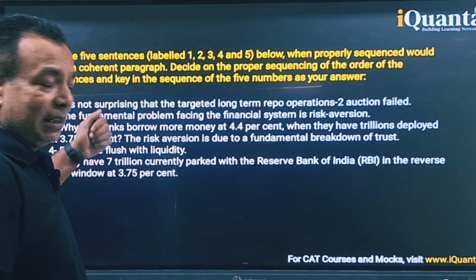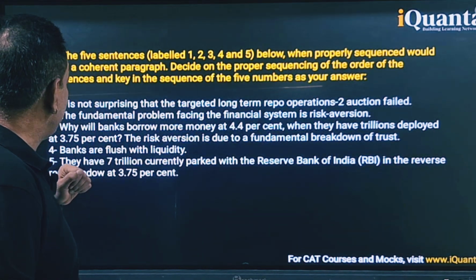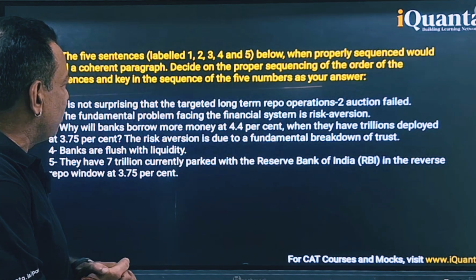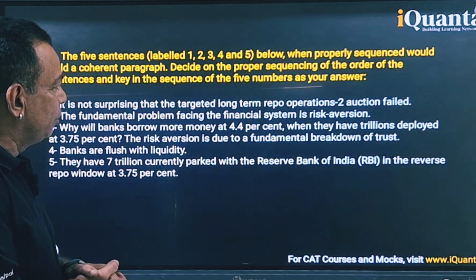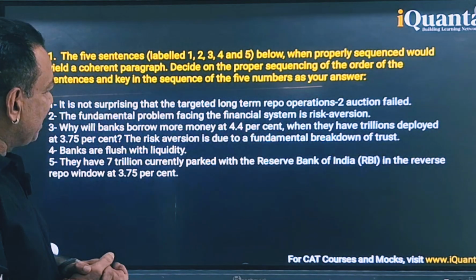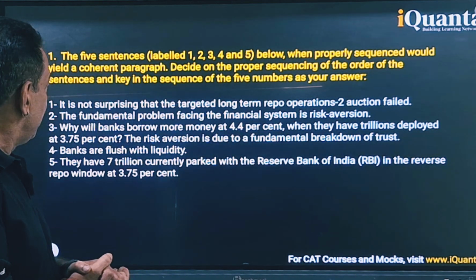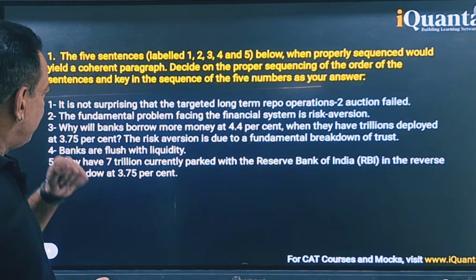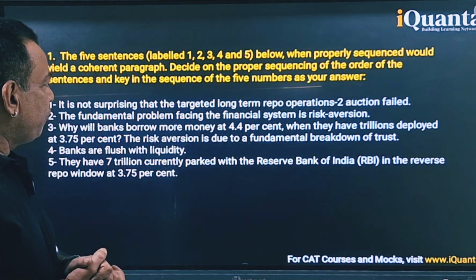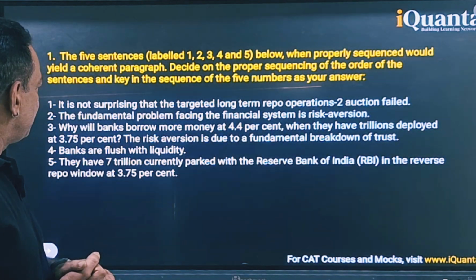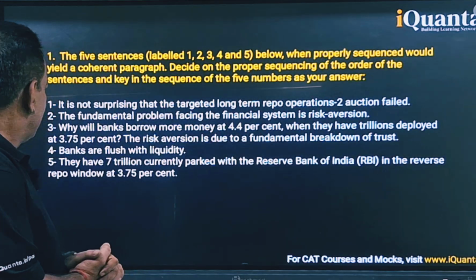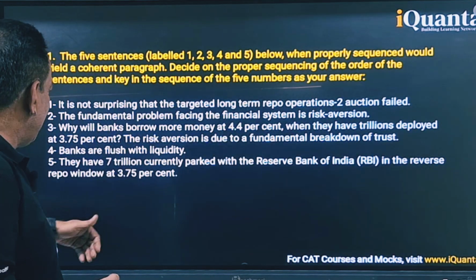So let's start. Read the sentences. It is not surprising that the targeted long-term repo rate or operations to auction failed. The fundamental problem facing the financial system is risk aversion. Why will banks borrow more money at 4.4% when they have trillions deployed at 3.7%? The risk aversion is due to fundamental breakdown of trust. Banks are flush with liquidity.